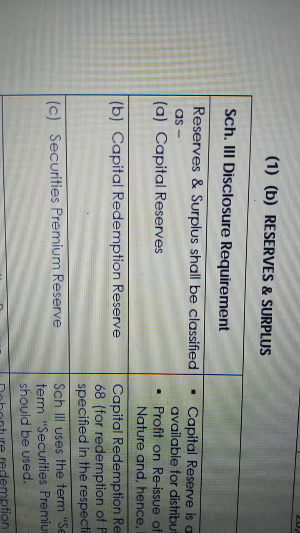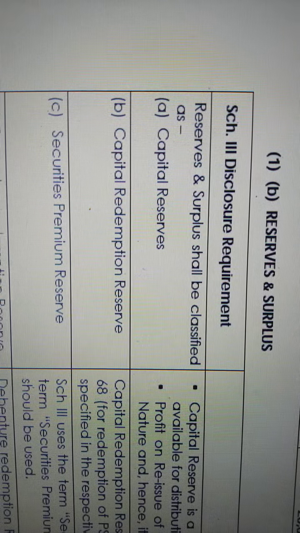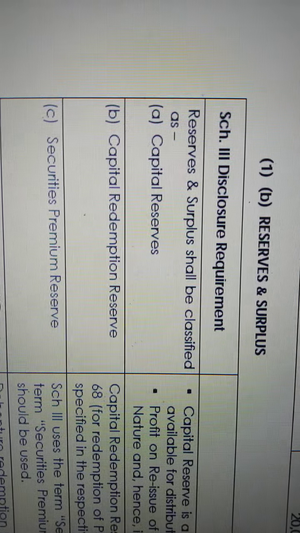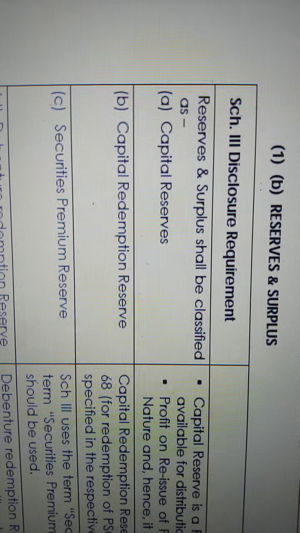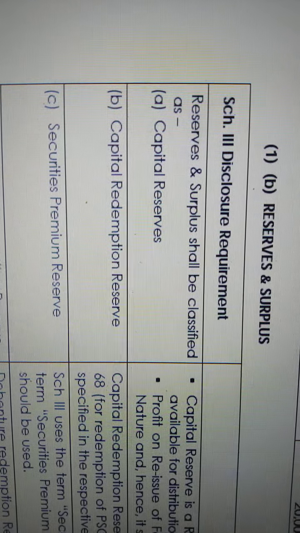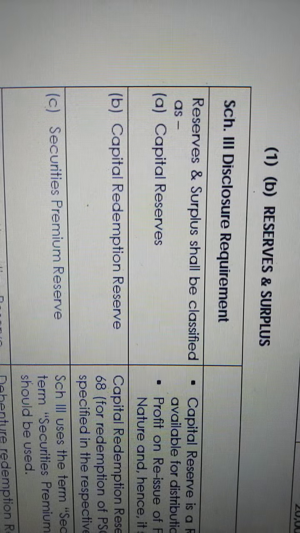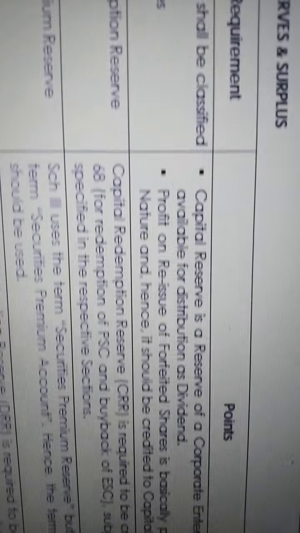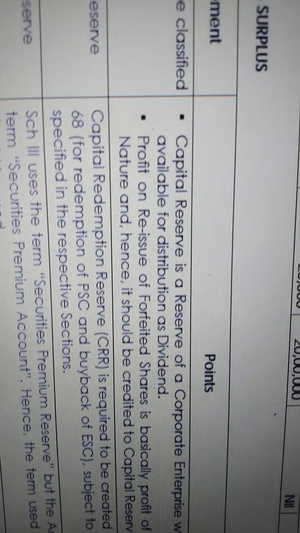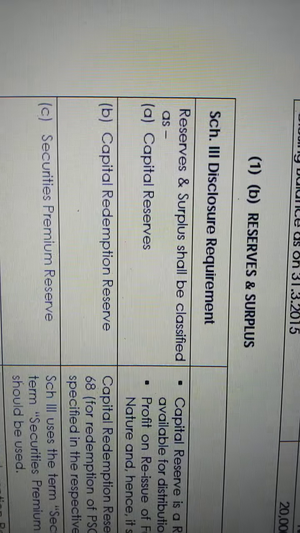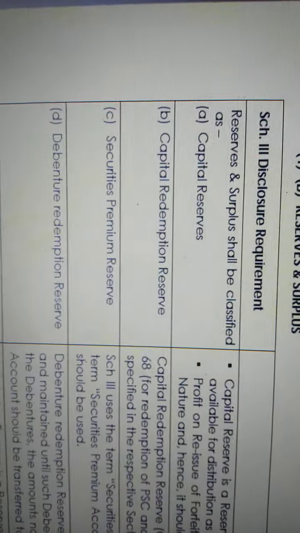When I am using existing reserves for the purpose of buyback, when I am using my existing general reserve or P&L account for buyback, at that time I have to create the CRR account. Similarly, for redemption of preference shares also, if I use my existing reserves, then I have to create the CRR account. That is the meaning of CRR. Then securities premium reserve.